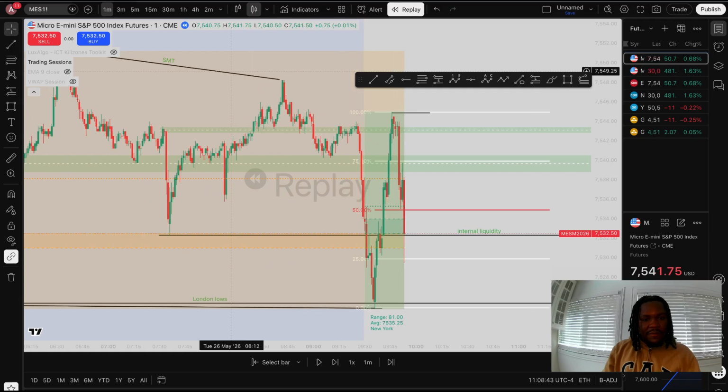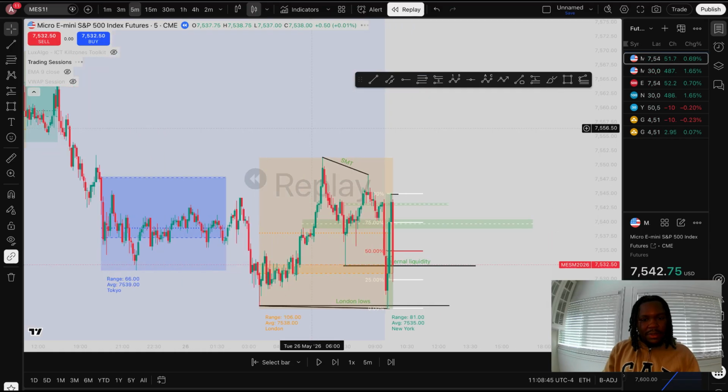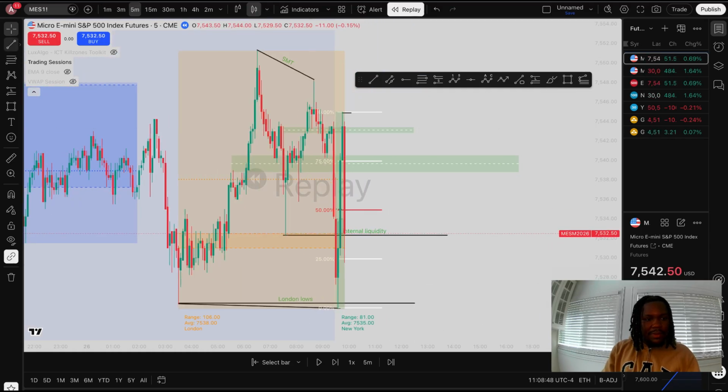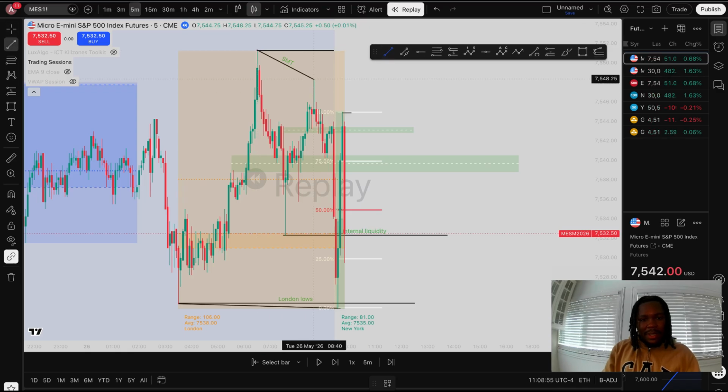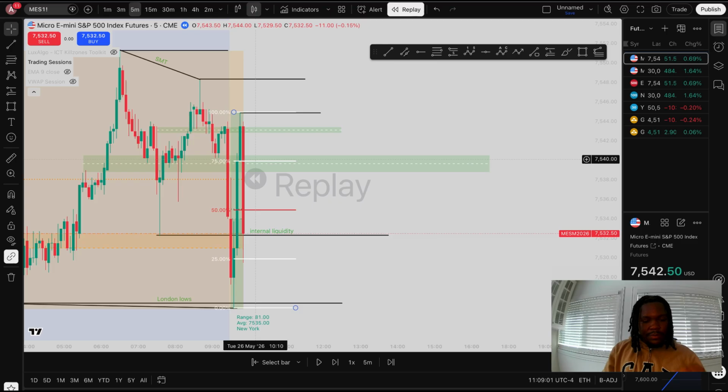Let's go on 5 minutes to make this easier to see. Of course, we got these highs up here, London highs that never got swept. Because today, ES left behind a bunch of highs, which gave us a bunch of areas of liquidity to draw towards. So as you can see, we have those. So now I'm looking to see what price is doing.